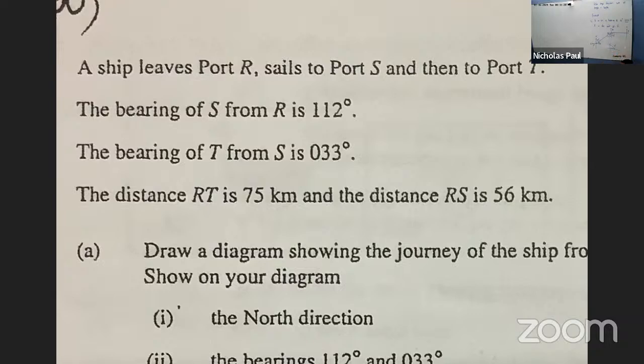And class, take a look at the diagram. Right, make sure you have all the lengths and all the angles, right? All the lengths and all the angles.